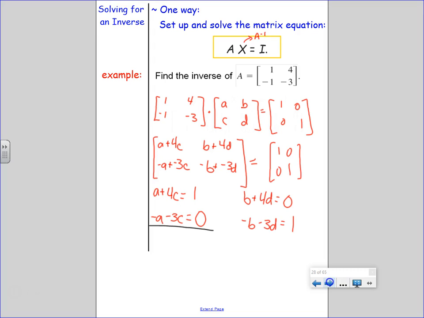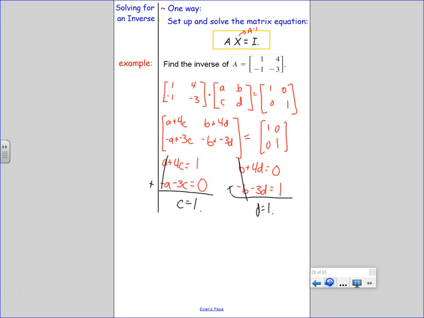Elimination. Look, it's ready. Who's going to cancel? The A with the negative A, right? So we end up with C is equal to? Add them. Can I do elimination on the second one? Sure, why not? Okay. Don't the B's cancel? 4D minus 3D, isn't that just 1D equals 1? That's easy.